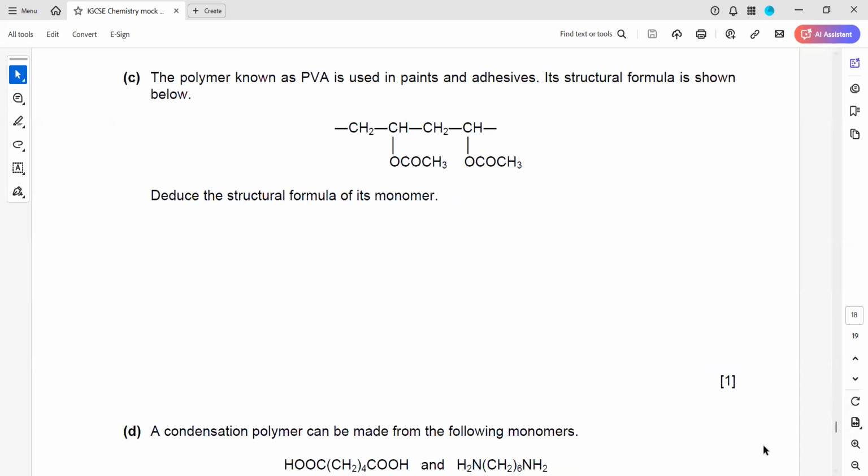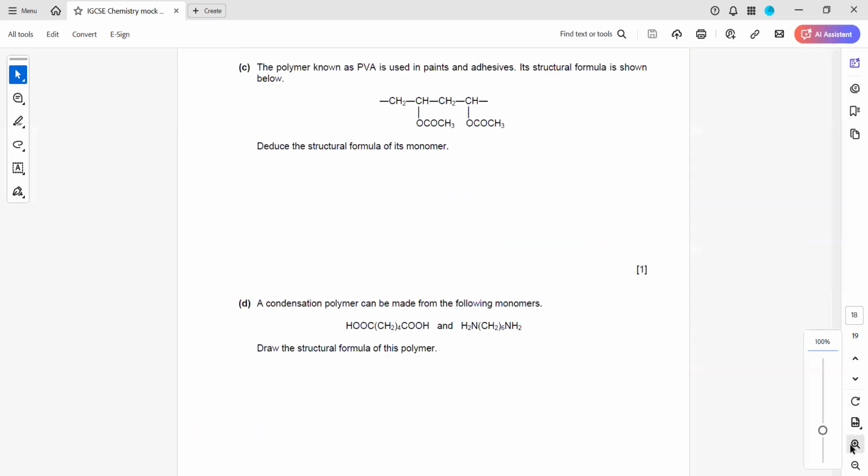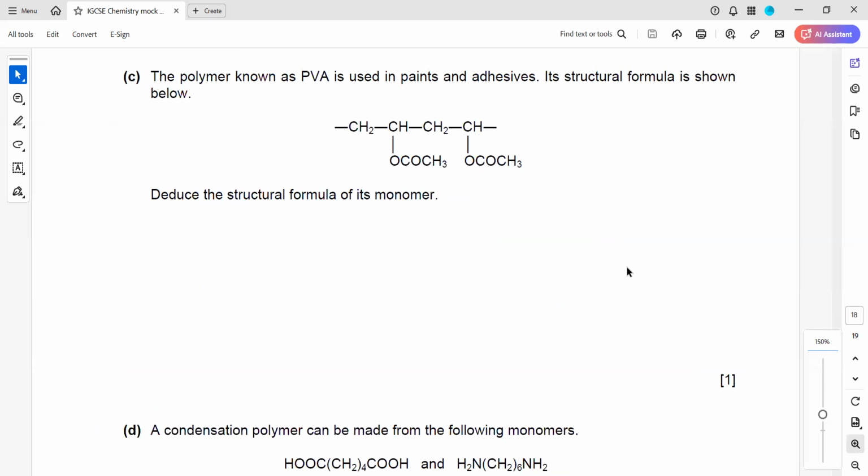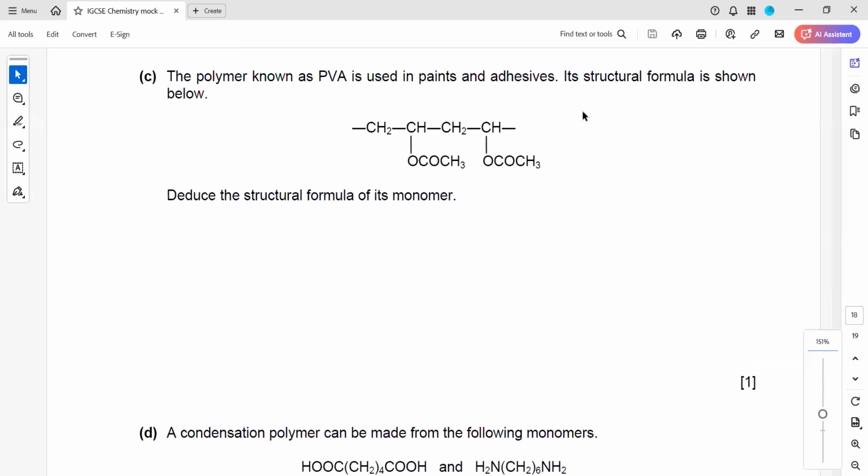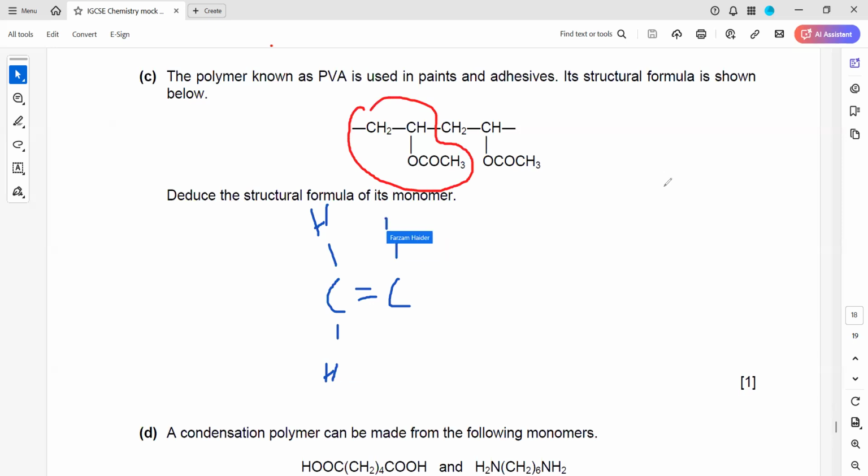Polymer known as PVA. Yes, you have learned in biology, so you can write those answers. Here we want to deduce this. It's an addition polymer. For an addition polymer, we just take the two carbon atoms and we draw the same structure, but with a double bond. That's it.